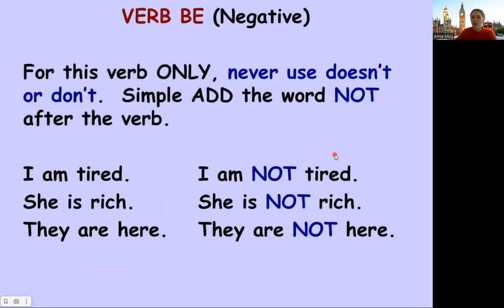Be careful with the verb to be. The verb to be is the only verb that never ever uses doesn't or don't, because this is a special verb. And don't forget that the verb to be has got three forms. I am, he, she, it is, they, you, we are. I am tired, she is rich, they are here. But in negative, it's not like I don't am tired. No, I am not tired. She is not rich. They are not here. Do you remember that? Great.